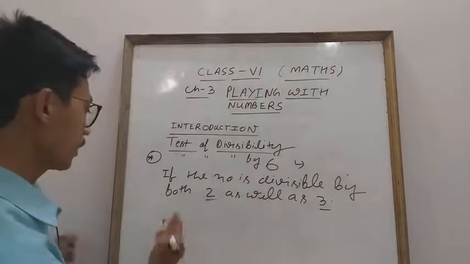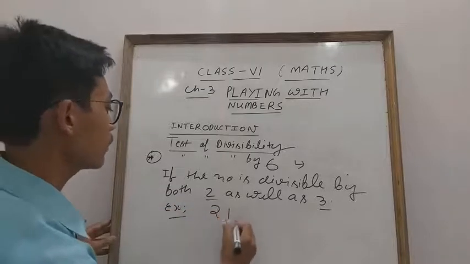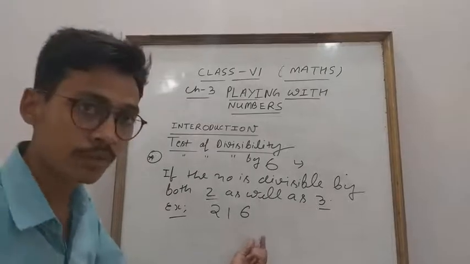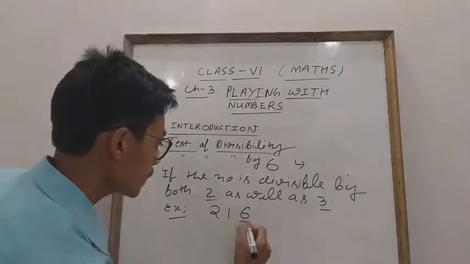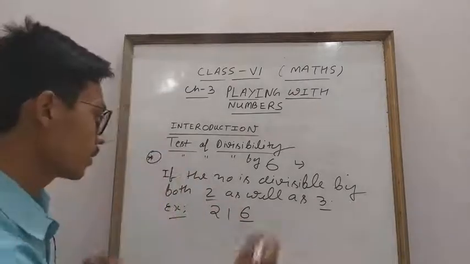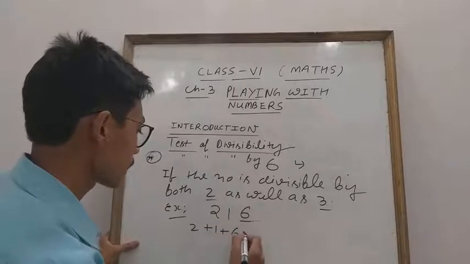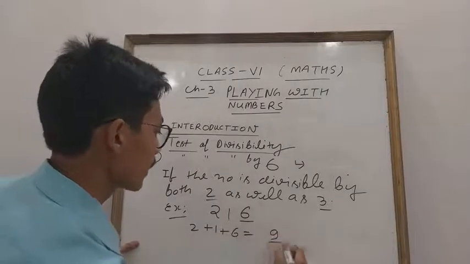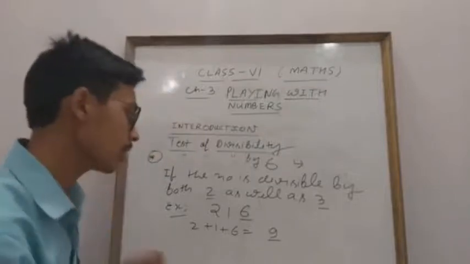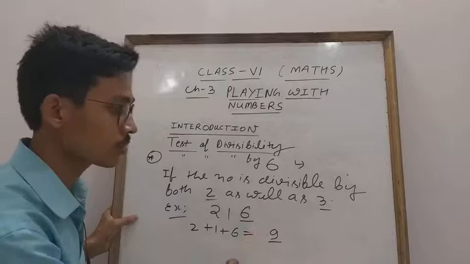Clear everyone? Here I am going to take an example. Like a simple example I am taking 216. So first I will check the test of divisibility by 2. So you know that in the one's place is 6. 6 is even. So the number is divisible by 2. Now you know that 2 plus 1 plus 6, then it will become 9. 9 is also divisible by what, student? 3. Okay. So you will write down the number is divisible by 2 as well as 3. So the number is divisible by 6.